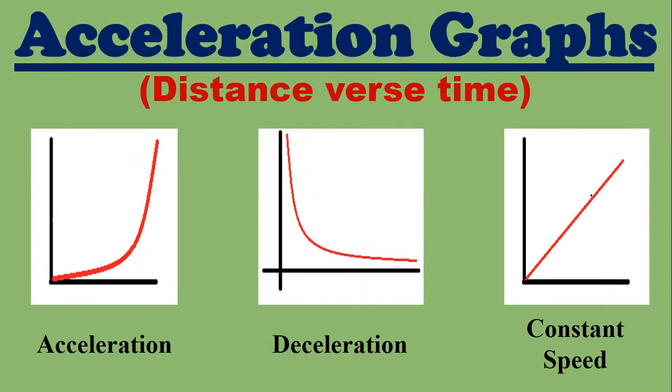But we can also express these acceleration graphs as a distance versus time graph, with distance on the y and time on the x. All right, so acceleration is a curved line up, deceleration is a curved line down, and constant speed looks just the same as it does on the speed graph because you're increasing your distance at the same time you're increasing your time.